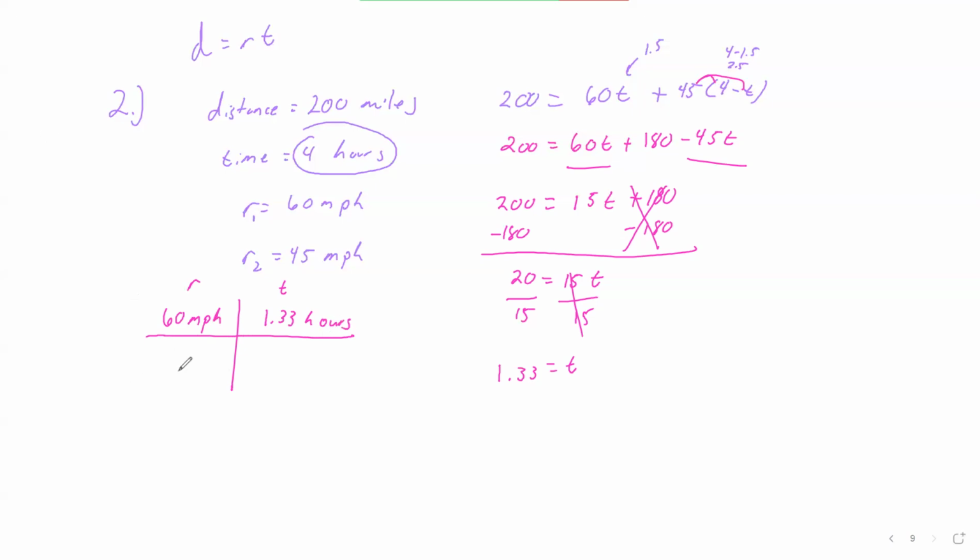How would I calculate the 45? From 4. And what would you get? So this would be 4 minus 1.33. Would be 1.33 hours that he traveled. And then the 45 mile an hour he did for 2.67 hours.